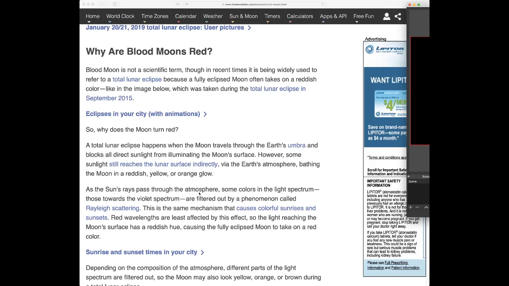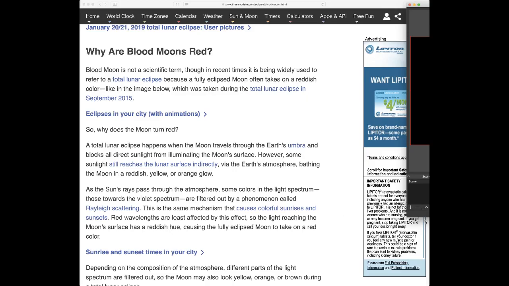As the sun's rays pass through the atmosphere, some colors in the light spectrum, those towards the violets or blues, are filtered by a phenomenon called Rayleigh scattering. We'll just keep it as scattering in our class. This is the same mechanism that causes colorful sunrises and sunsets. Red wavelengths are least affected by this effect, so light reaching the moon's surface has a reddish hue, causing the fully eclipsed moon to take on a red color.